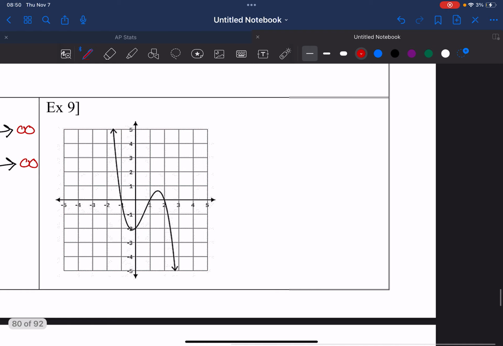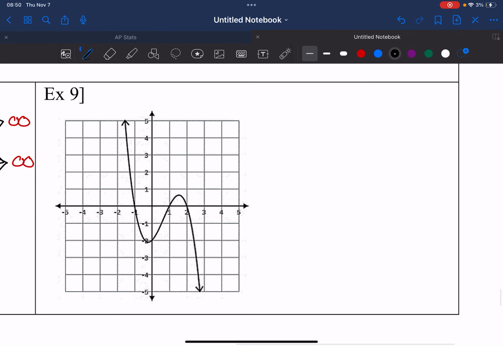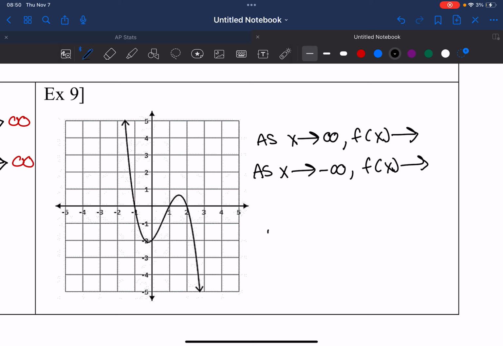Same with number 9. I'm first going to set up my question. So as x approaches infinity, f of x approaches, as x approaches negative infinity, f of x approaches, and then my domain and my range.